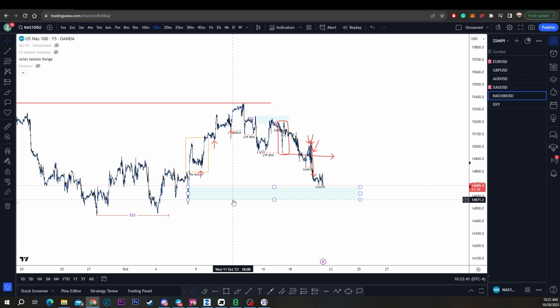Okay, the terms are not difficult. The way we trade is not difficult. It's basically looking for manipulations, looking for those points of interest, and then getting in on lower time frame. That's a basic breakdown of it.